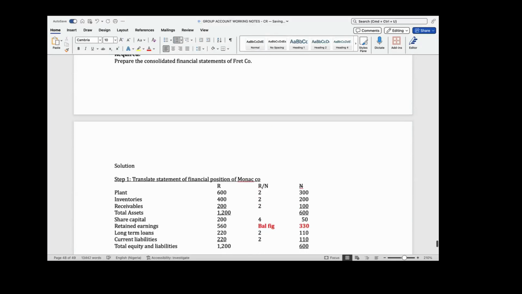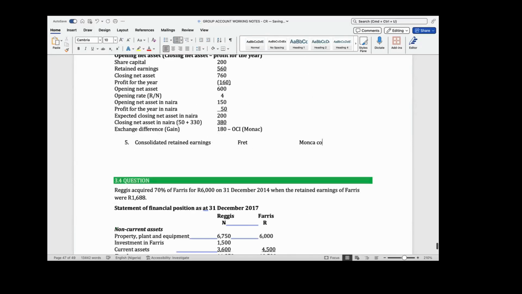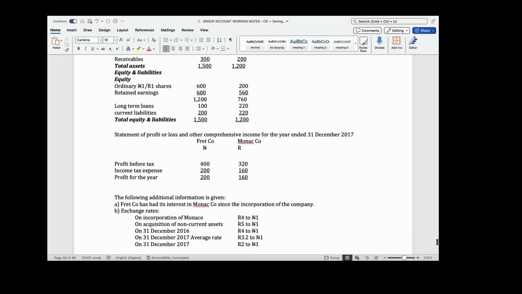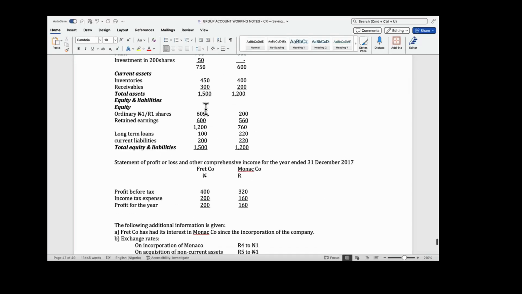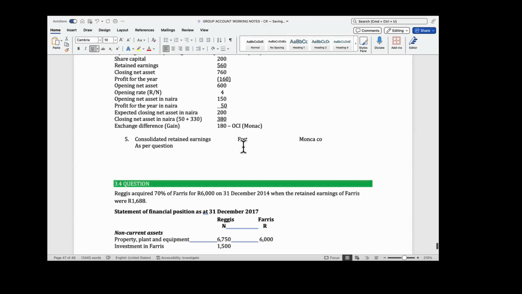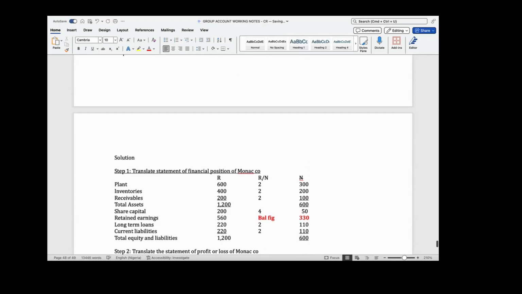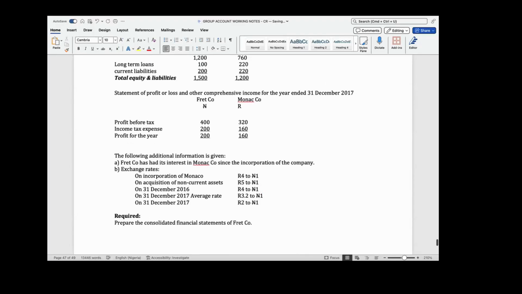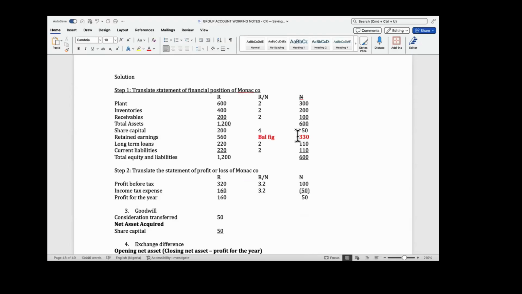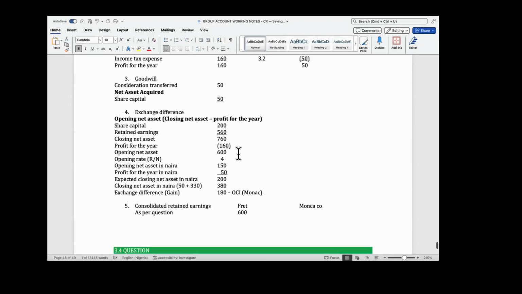What's the name of the parent? Okay, Fred. As per the date of consolidation, what was the Naira retained earnings of the parent? 600. How about Monarch? 330 Naira. Yeah, 330.